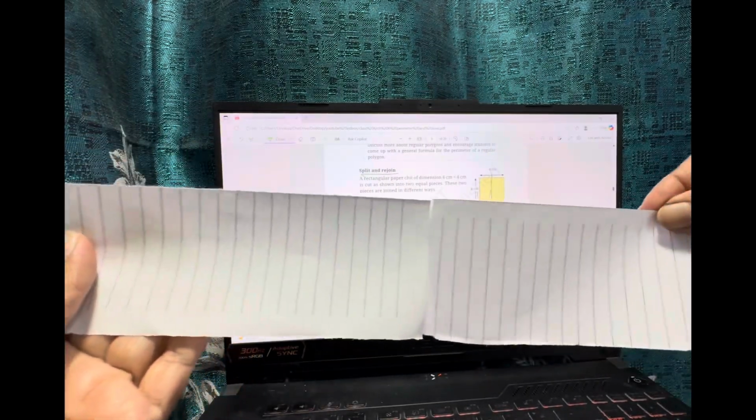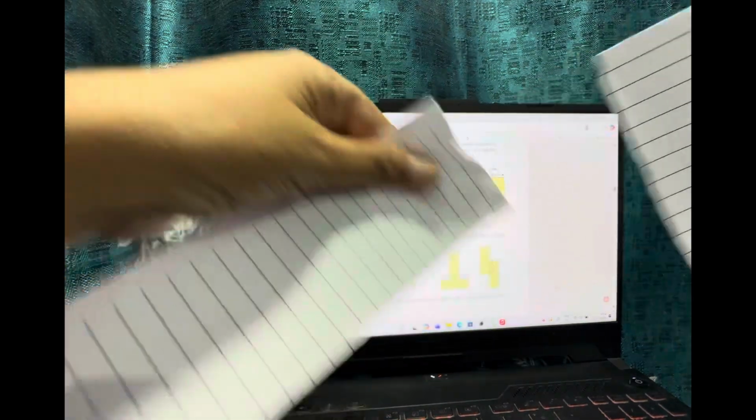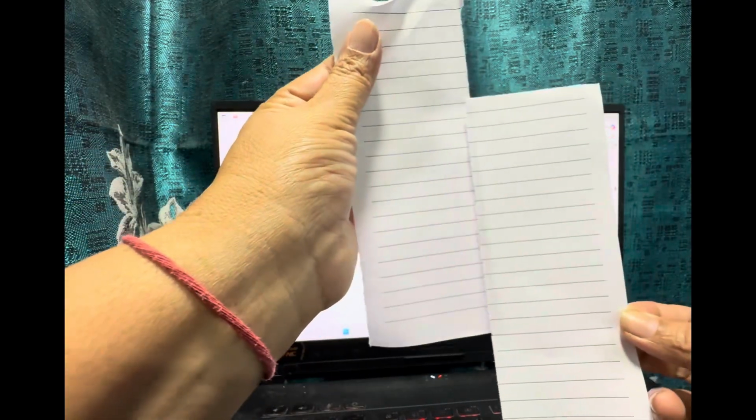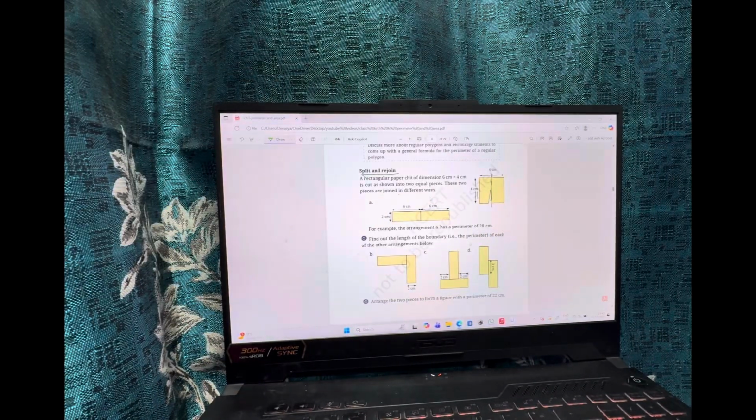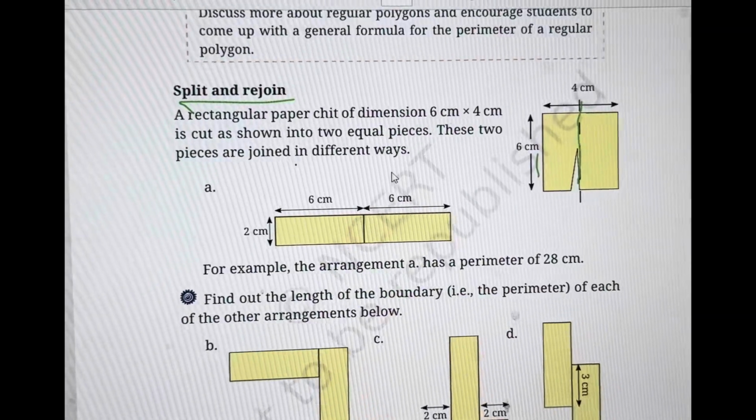Like in the first figure it is arranged like this. You can see the first picture. Second, it is arranged this way. Third, it is arranged in the form of a T shape. Then it is arranged side by side like this. So in different cases, what is the perimeter? Let us try to understand that.